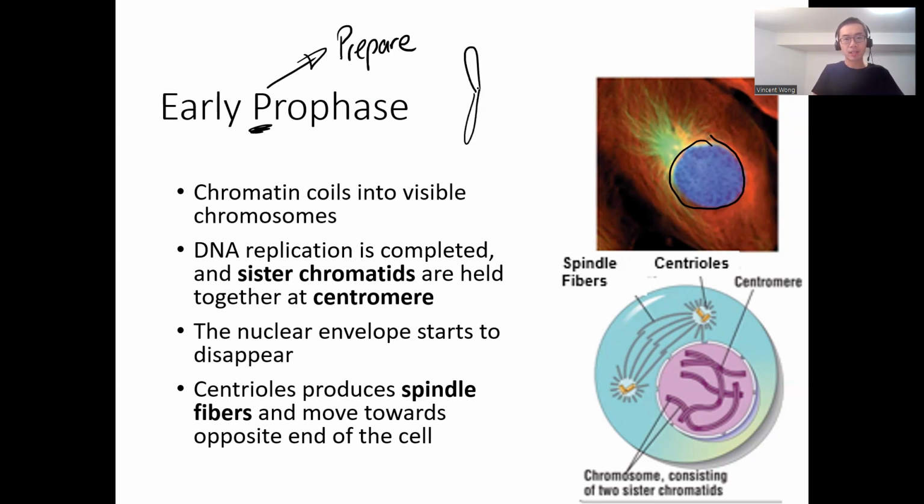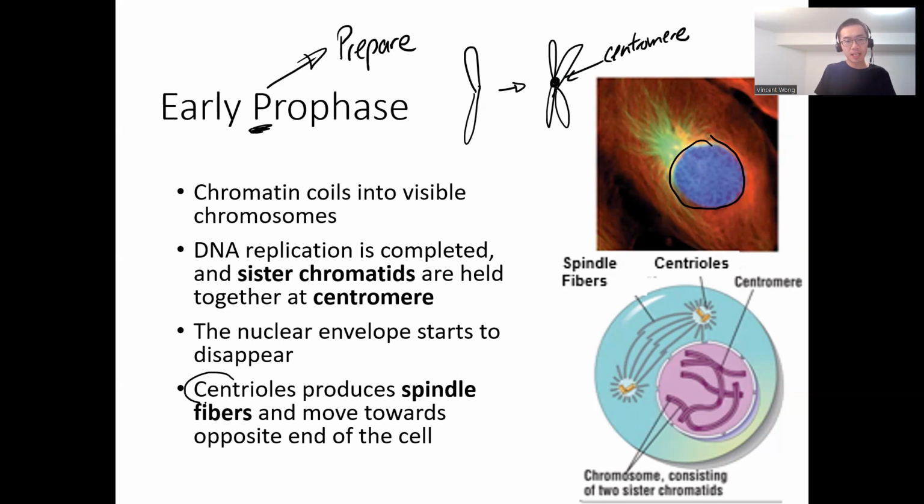So again, if this is chromosome 1, after DNA replication, you would have a copy of it, and it would be attached at the centromere. Now, the chromosomes have to come out of the nucleus, and in order for that to happen, you're going to have to remove the nuclear envelope. So the nuclear envelope disappears, and then the chromosomes come out.